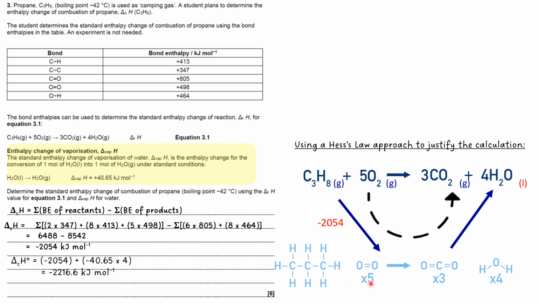Because when you combust propane, obviously it's an exothermic reaction, and the water is produced as a gas. So it's quite difficult to go from gaseous C3H8 and gaseous oxygen all the way to 3 CO2s and 4 moles of liquid water. It's not going to do that in one step. So to take that second step into account, you've got to put your minus 40.65 times 4 on the right-hand side and add them all up, like I've got here, and that gives you minus 2216.6.